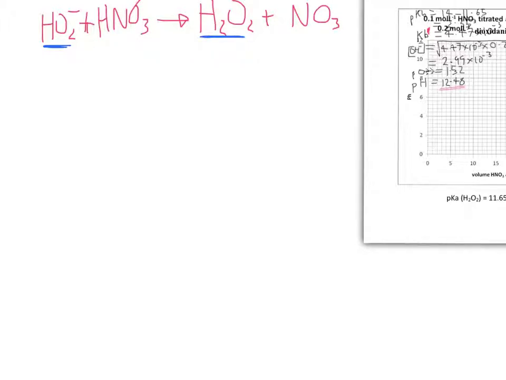Now, halfway to the equivalence point, half of this has reacted to produce this. What that means, if we started with 1 mole of this, we now have half a mole left, and we have half a mole left of the others. That is, the amount of each one's going to be the same. Because they're in the same solution, their concentration will therefore be the same.